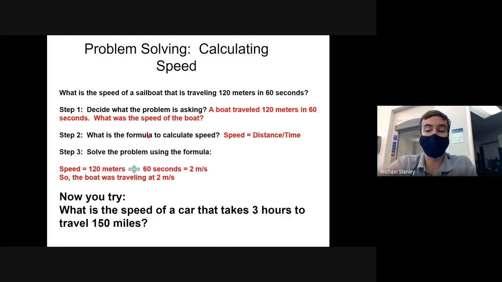So if you remember from the slide that we were just looking at, speed is equal to distance divided by time. So our distance in this case is 120 meters, because meters is used for distance. Our time is 60 seconds, because seconds are used to measure time. So speed equals distance over time. Distance is 120, time is 60. Speed equals 120 divided by 60, which is 2. So the boat is traveling at 2 meters per second.